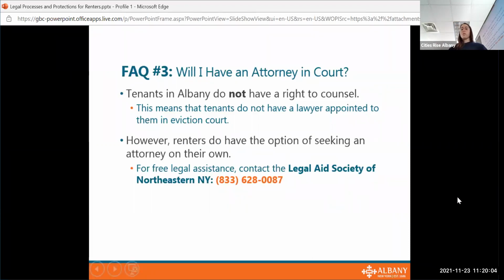I did touch on this briefly before, but another question we get sometimes is whether or not someone will have an attorney in court. As I said, tenants in Albany do not currently have a right to counsel, which means that you will not have a lawyer appointed to you in eviction court. But renters do have the option of seeking an attorney on their own, whether that's someone they hire, or you also can contact the Legal Aid Society of Northeastern New York for free legal assistance. And again, that's their number on the screen there.